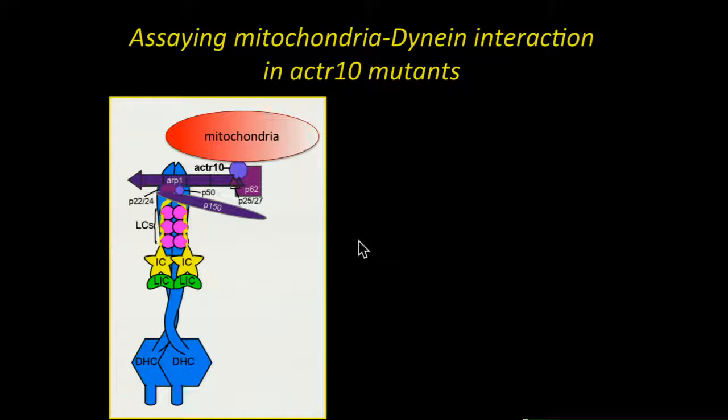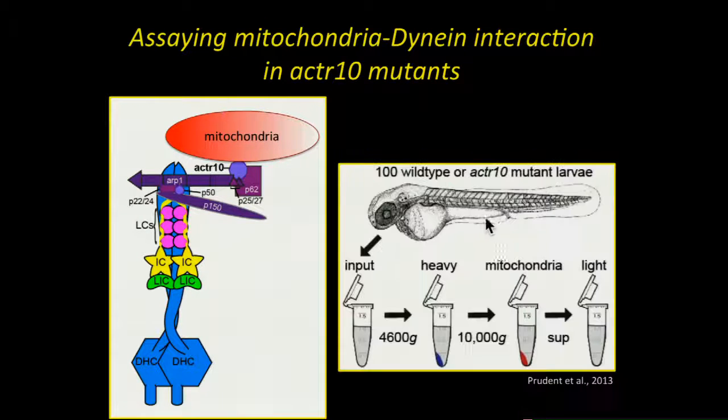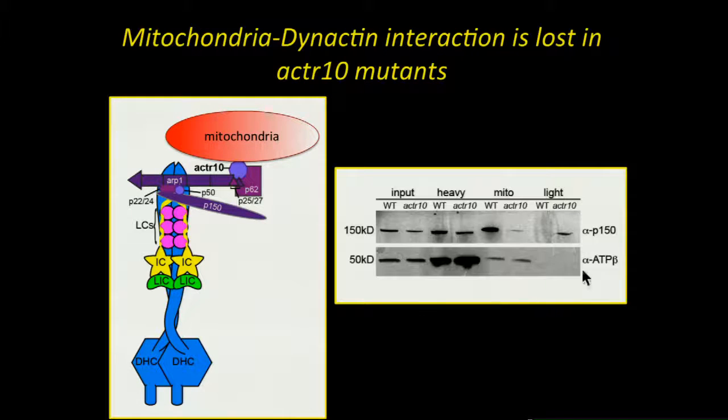So does ACTR10 actually serve a role in attaching mitochondria to this complex for transport? To get at this, we turn to mitochondrial fractionation. We can fractionate mitochondria from wild type and mutant larval pools and subject these lysates to roughly increasing speeds of centrifugation to pull down a fairly clean, rough mitochondrial pool. And then we can run those extracts on a Western blot and probe for components of the dynein-dynactin complex.